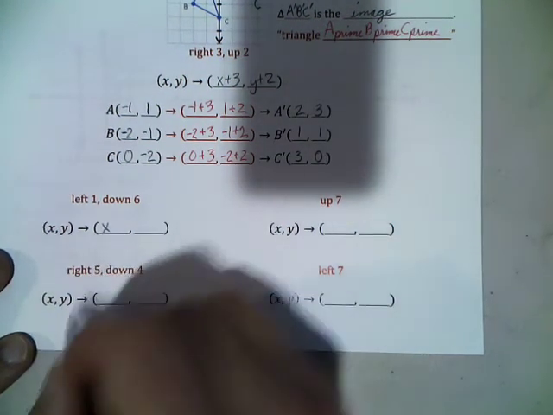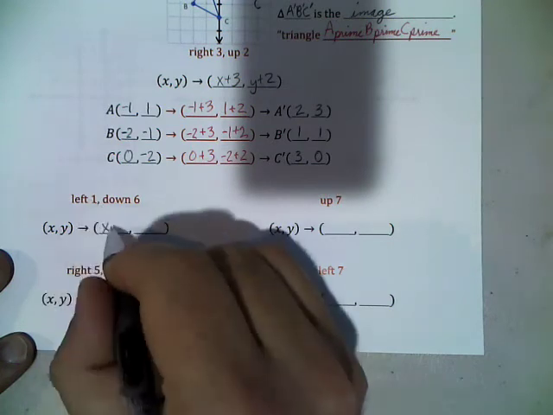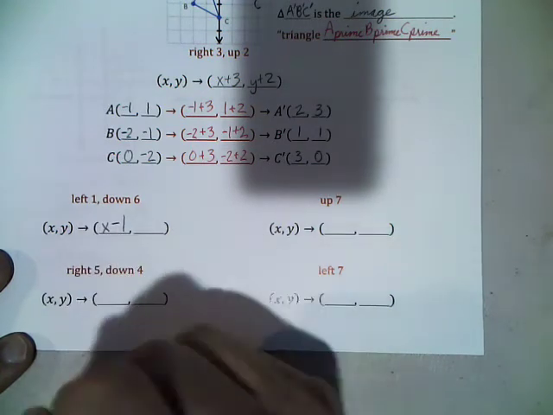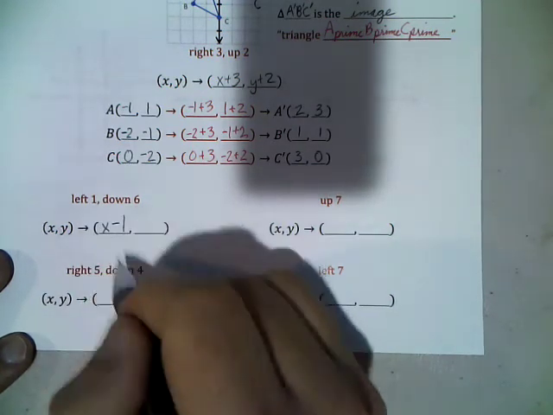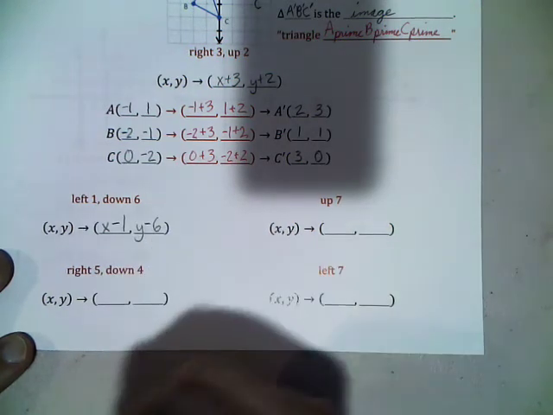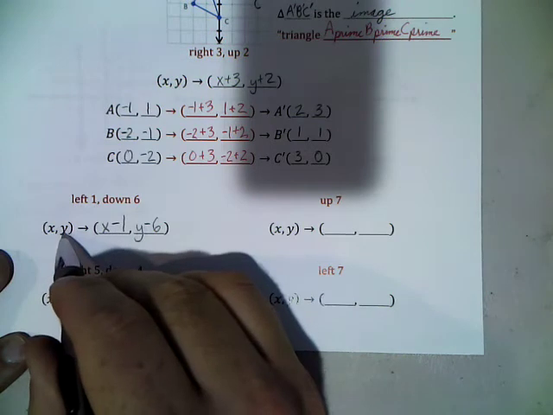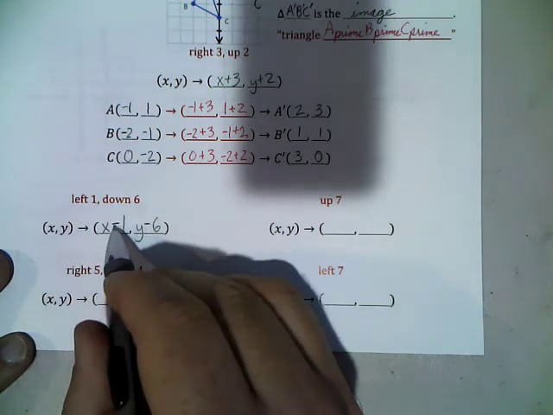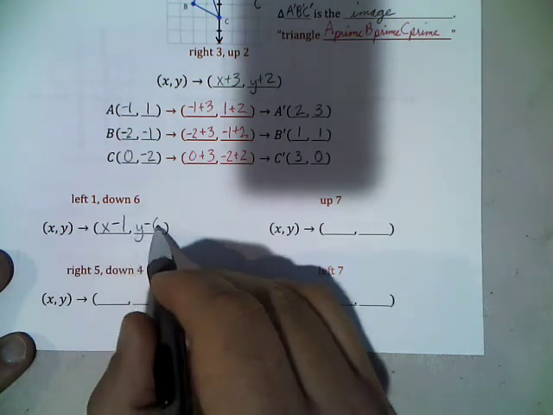For the first one, left 1 is going to affect the x value, but left is a negative direction, so it'll be x minus 1. Up and down affect the y value. Down, though, is a negative direction. So x comma y goes to x minus 1 comma y minus 6.